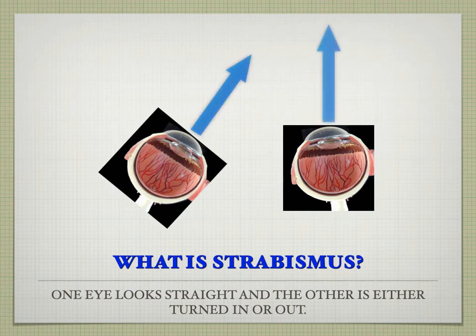Strabismus is a funny sounding word, but it's not funny when it happens. Strabismus occurs when one eye looks straight and the other eye turns in or out, and could lead to double vision, and is certainly a cosmetic problem.